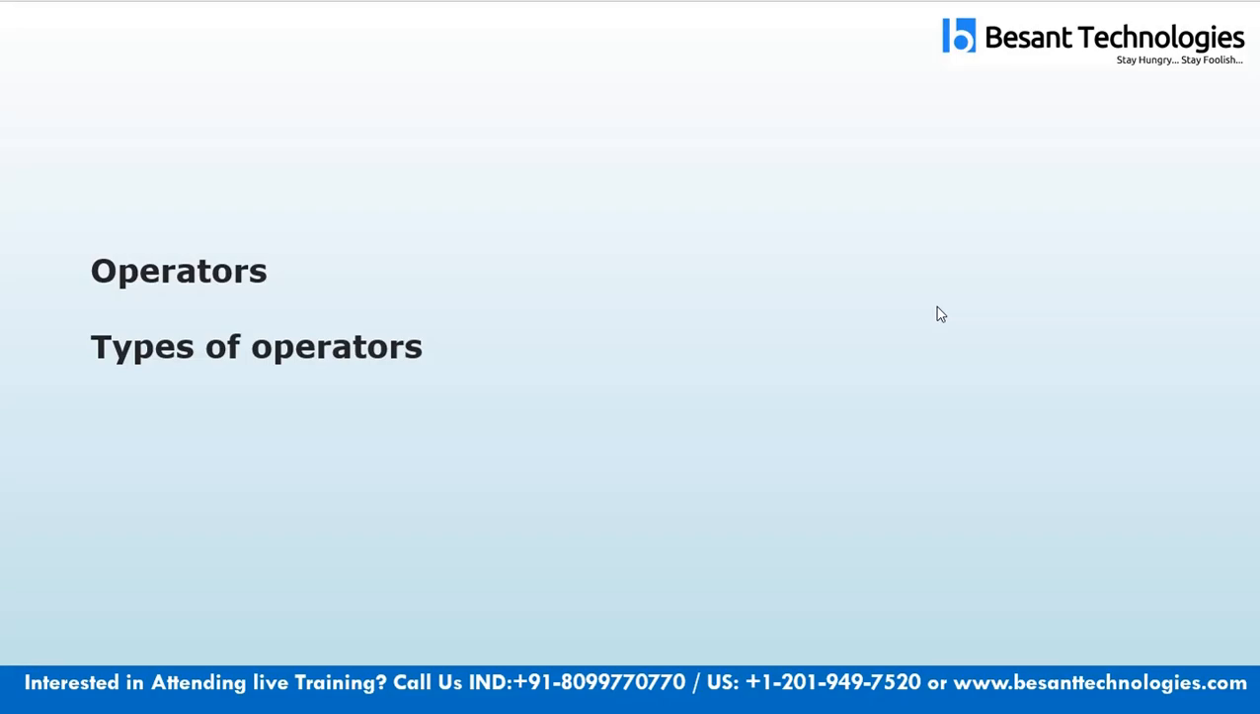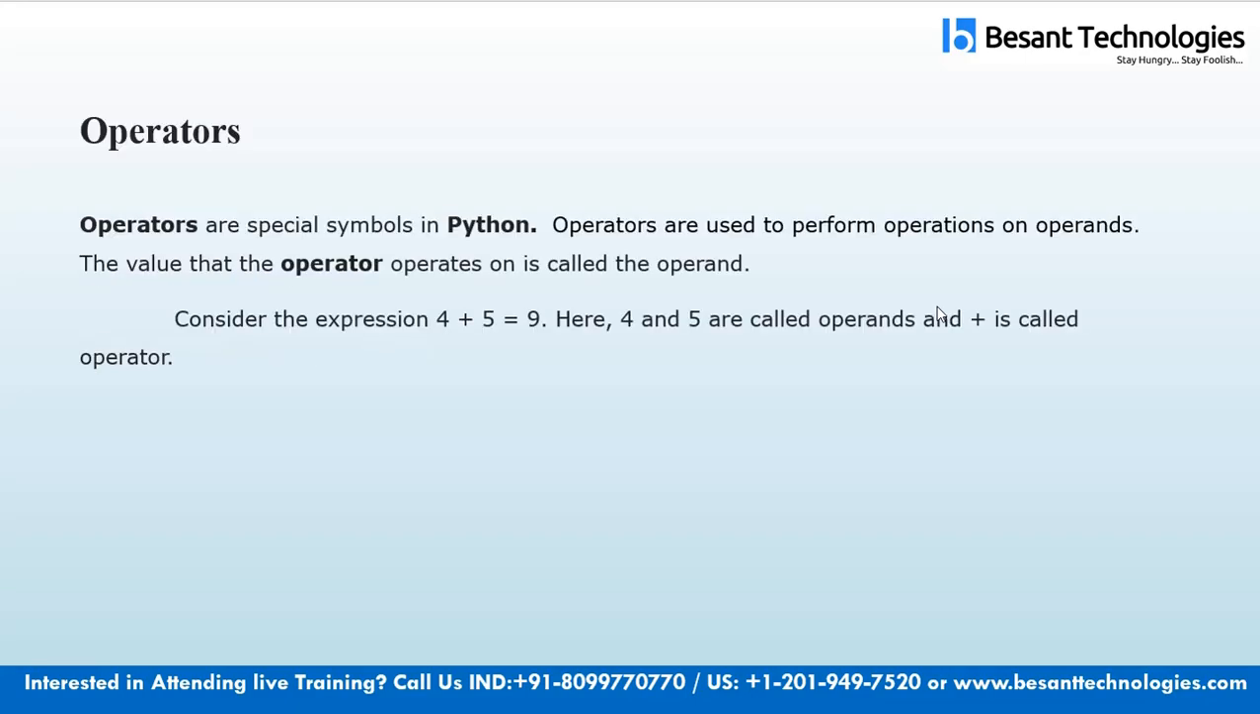This is session 3 for the Python series. Now let's discuss operators and types of operators. First, what are operators? Operators are special symbols. What is the usage of operators? Operators are used to perform operations on operands. What are operands? The value that the operator operates on is called the operand.